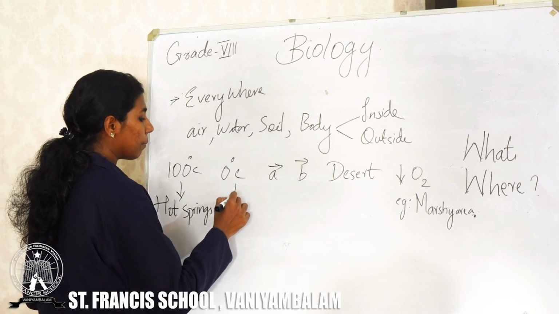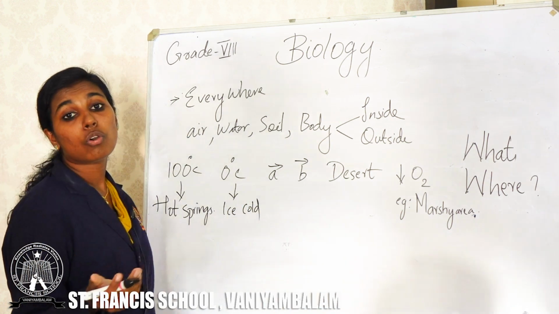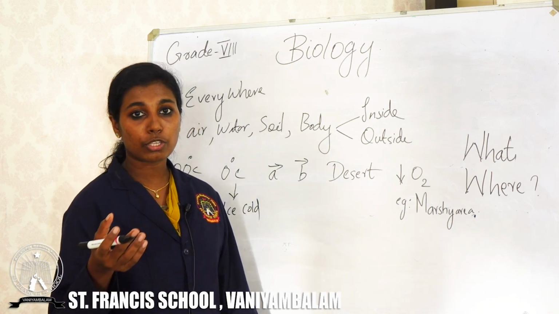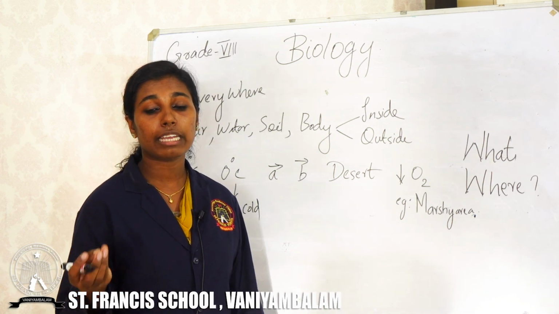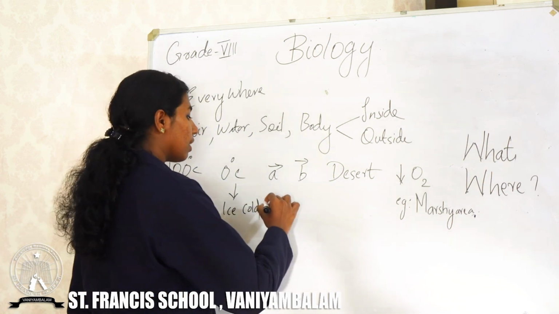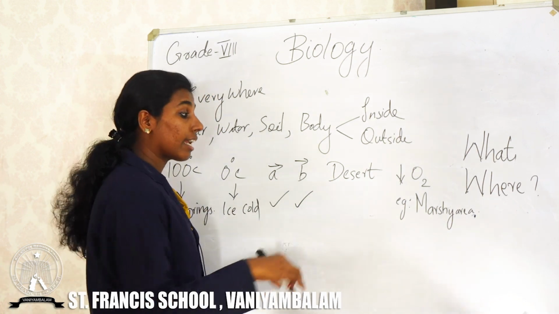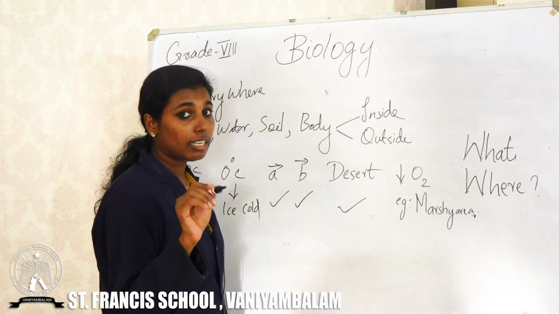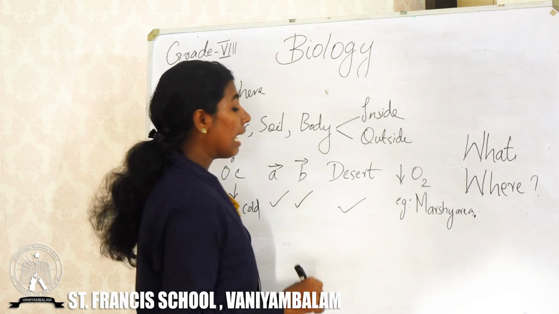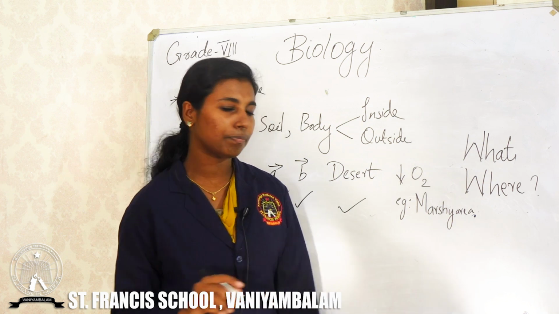What about low temperature? That means ice cold areas. There also we can see microorganisms in the Arctic and Antarctic regions. Microorganisms can survive in acidic conditions, they can live in basic conditions, and they can live in deserts. Even though the water content is very low, they can survive in deserts, and they can live in low oxygen content areas, just like marshy areas.